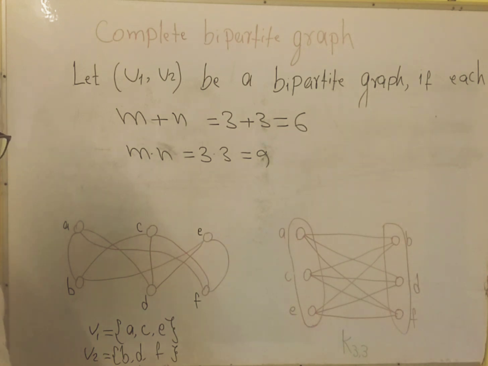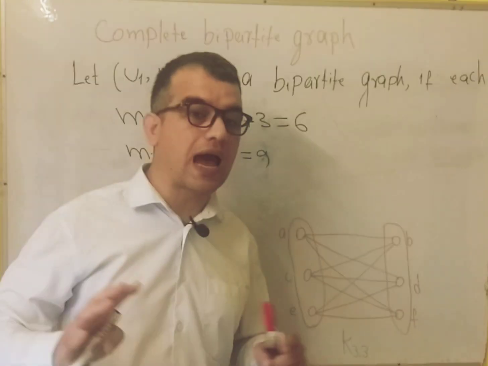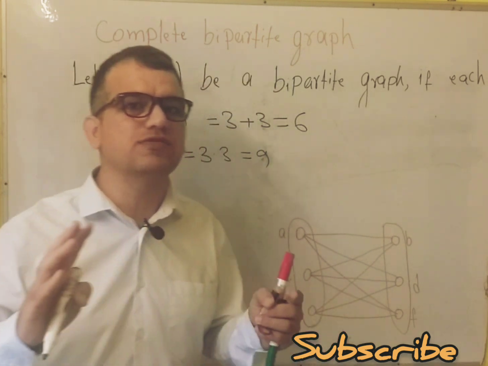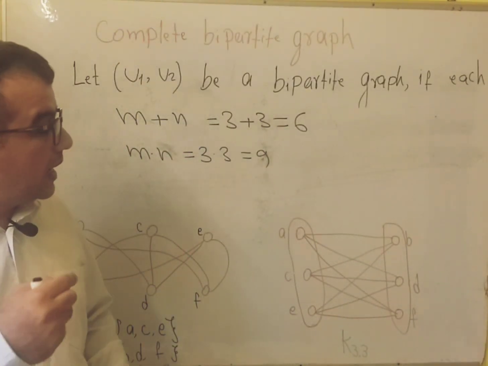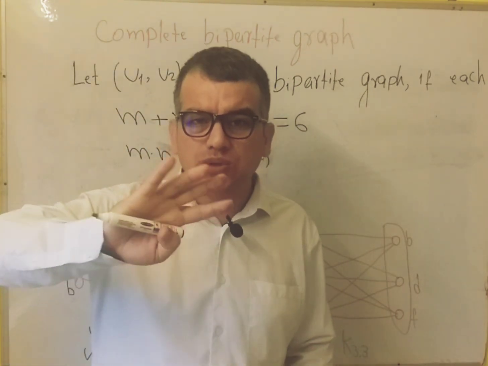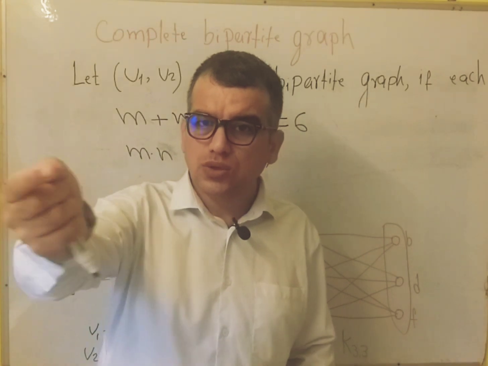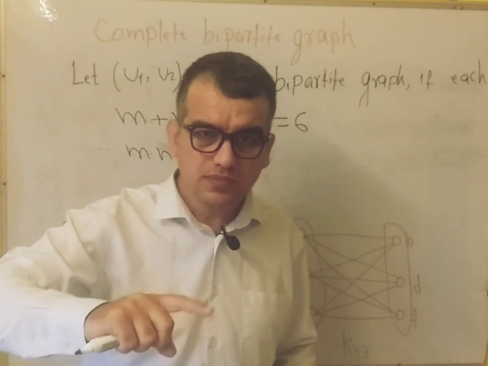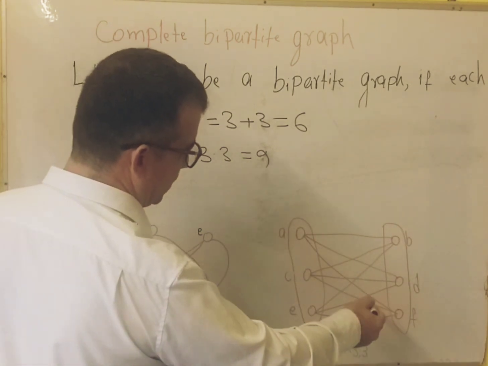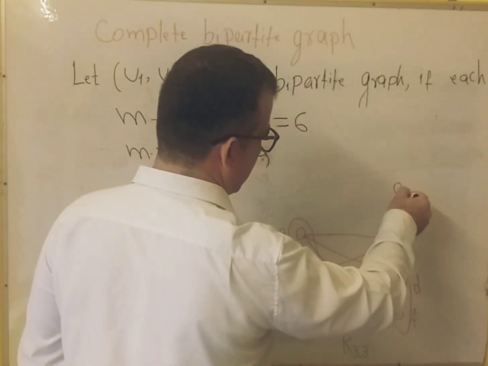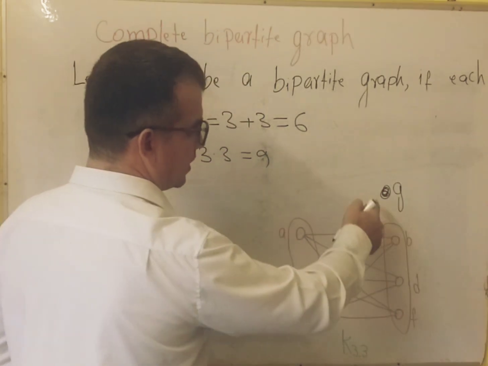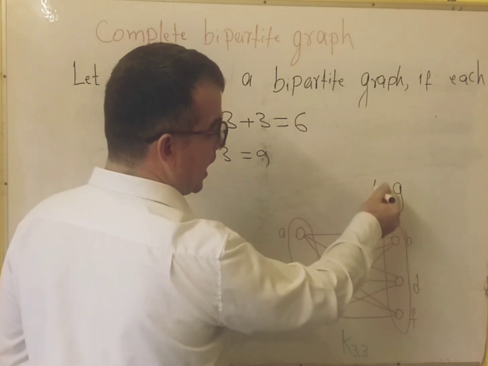And one more thing. In the complete bipartite graph, we don't have any isolated vertex. It means in the complete bipartite graph, we don't have any vertex that has no adjacency to other vertices. For example, with A, B, C, D, E, F, one other edge like this. This type of edge we don't have in the complete bipartite graph.